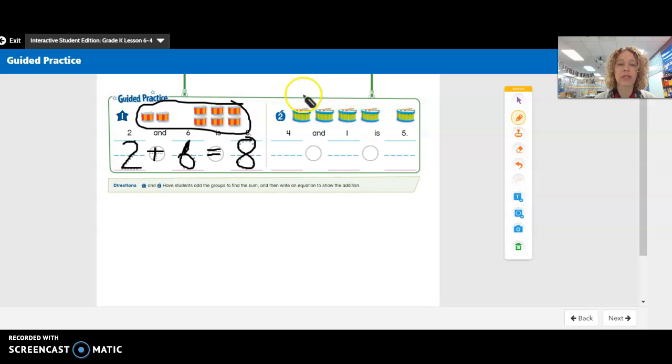Wonderful. Now let's take a look over here at number 2. We're counting some more drums. First we had how many? 1, 2, 3, 4. We had 4 in our group. All right, so I'm going to make a 4.